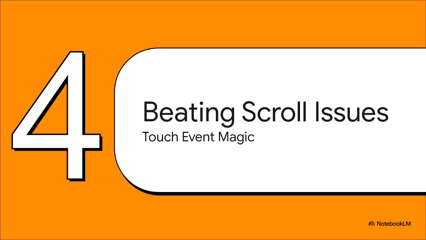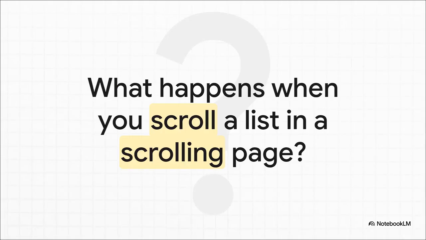Beating the scrolling problem with some touch event magic. Look, every developer journey has its trials, and if you have ever done mobile development, you know the absolute technical nightmare of handling nested scroll views. Let me pose a pretty common scenario to you. What happens when a user tries to scroll a 50-item list that exists inside an app page that is already scrolling?